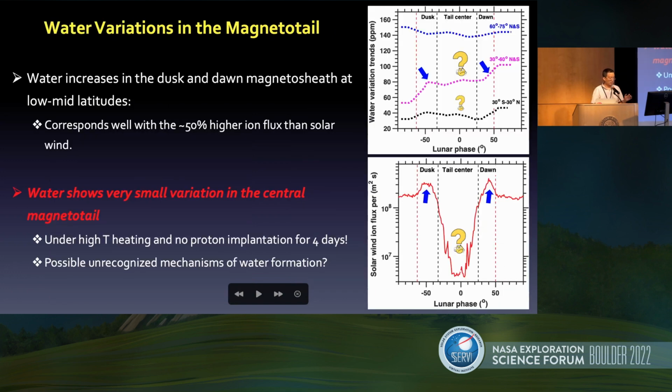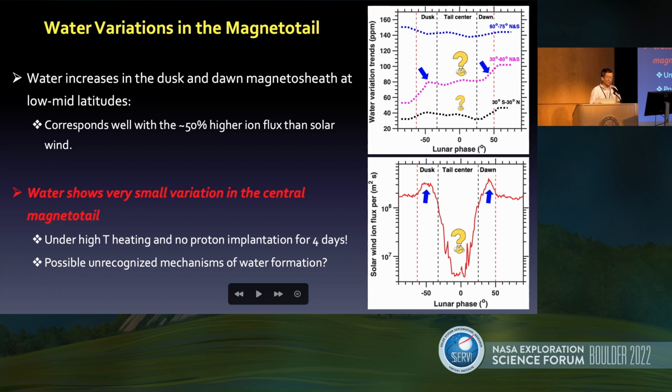Okay, so in summary, this is the variation we see when the moon traverses through the magnetotail. We see a significant increase in the dusk and dawn magnetosheath. This corresponds well with the 50% higher proton flux.